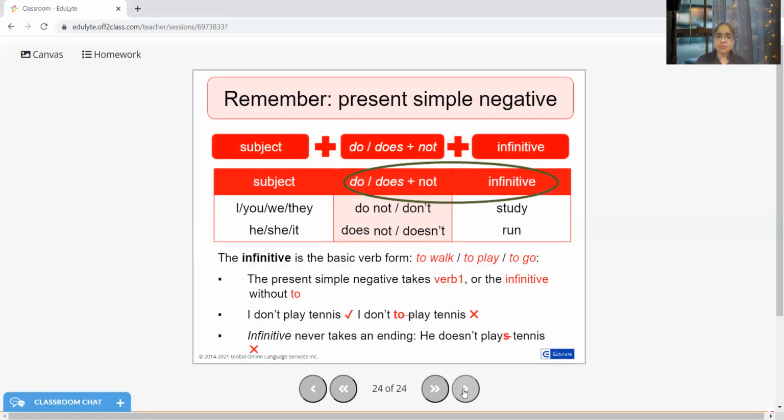As I mentioned, simple present tense is very simple to understand. It's just that we need to be very careful of the rule that we are using.